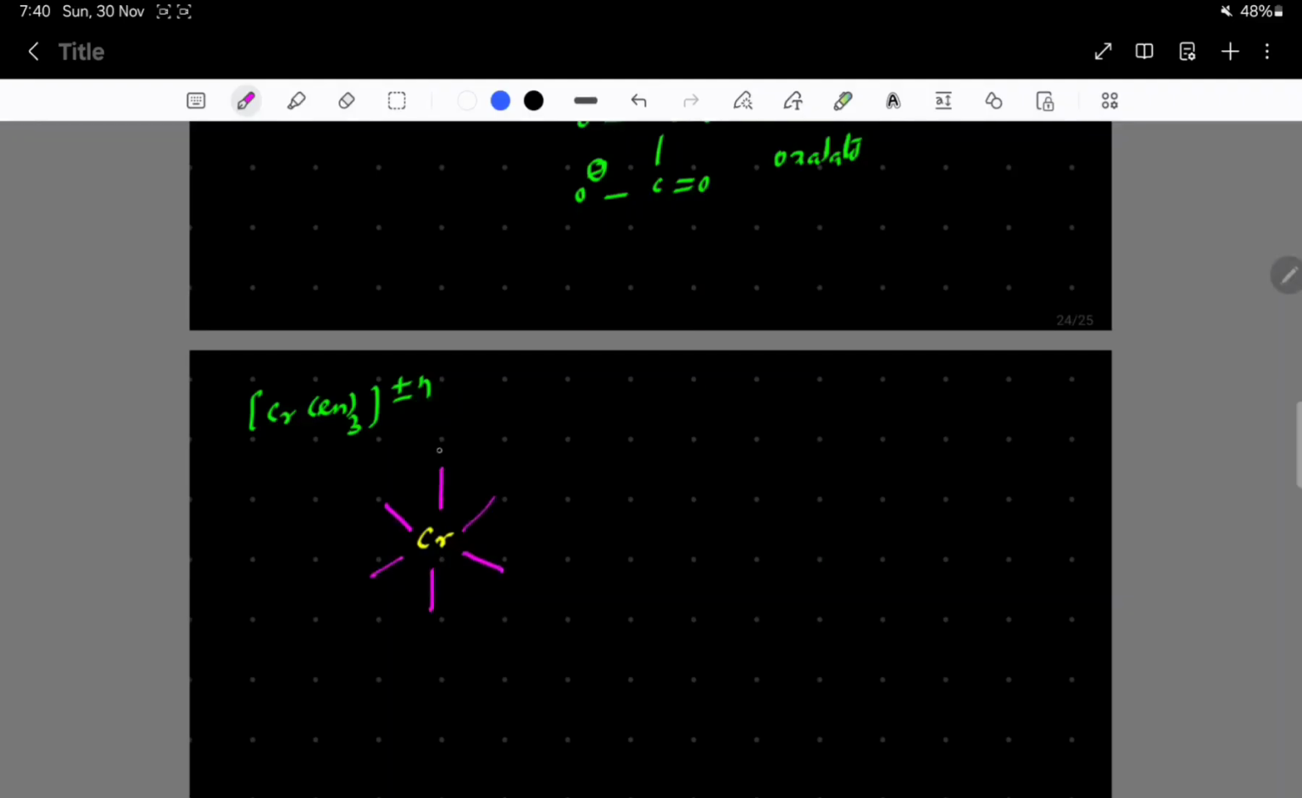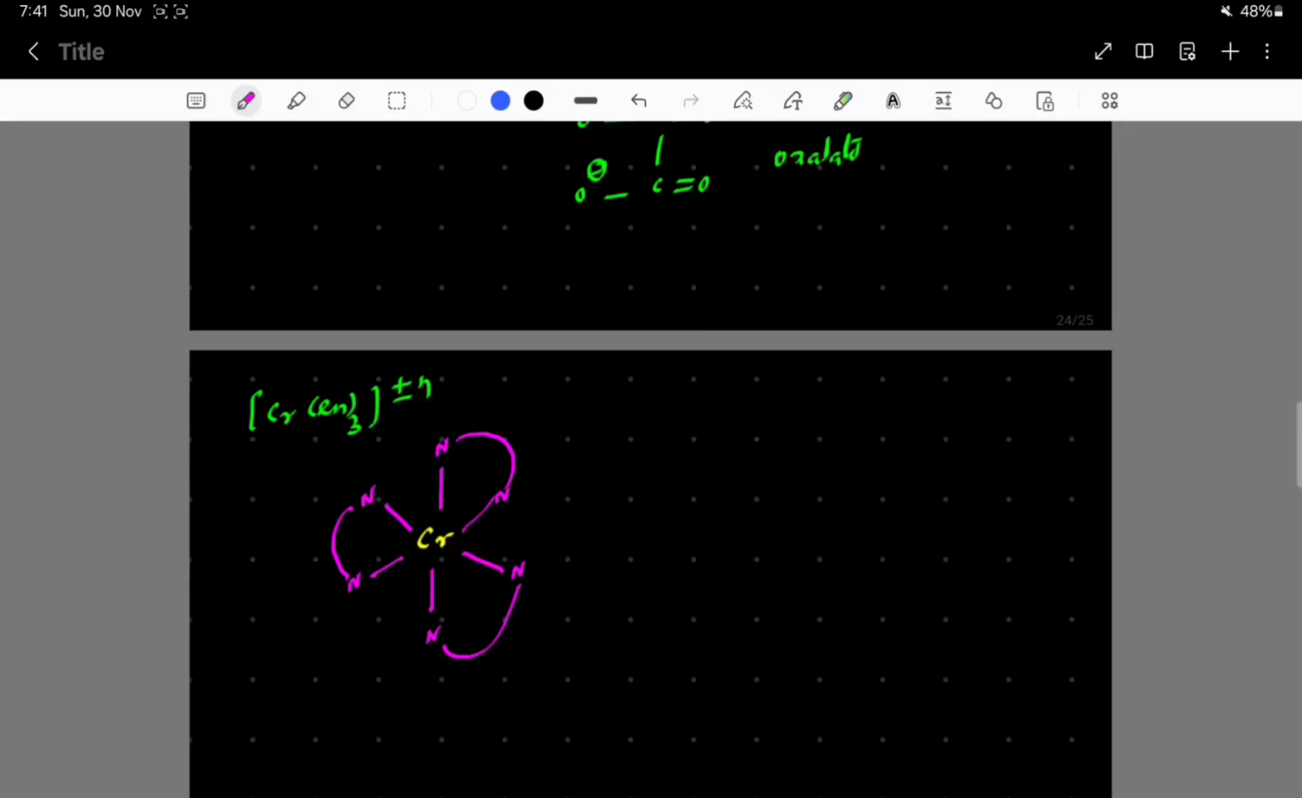Now look, student, this is N, this is N, this is N, this is N, this is N. Now look, student, this is one combination, this is the next combination, this is the next combination. Generally, in most cases, sir, if it is a symmetrical bidentate ligand, right?